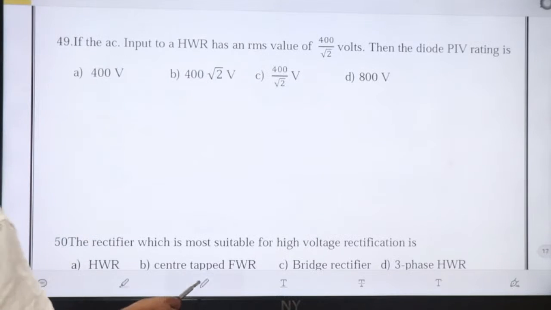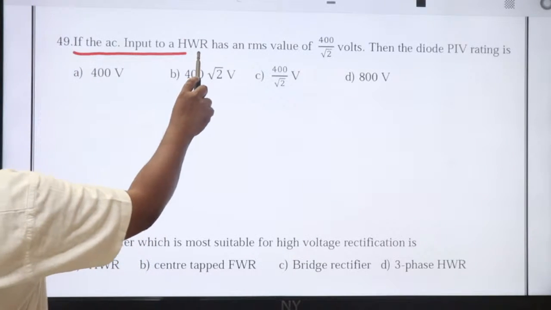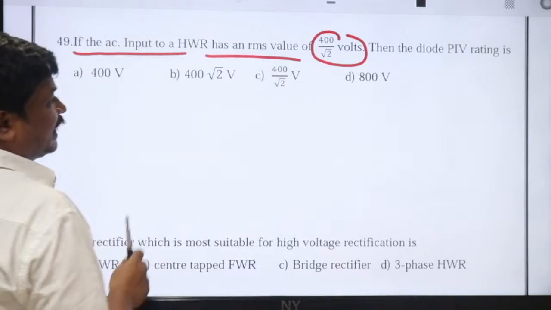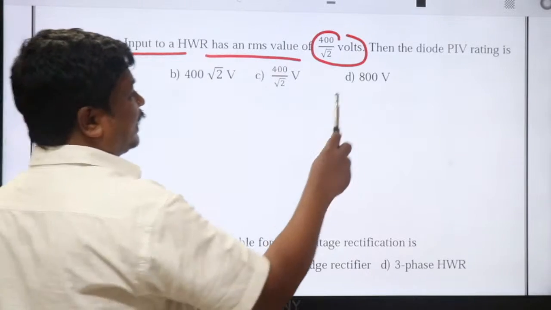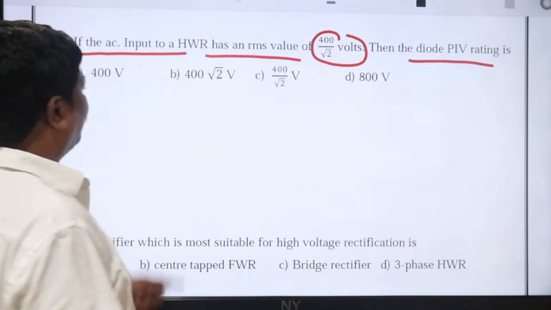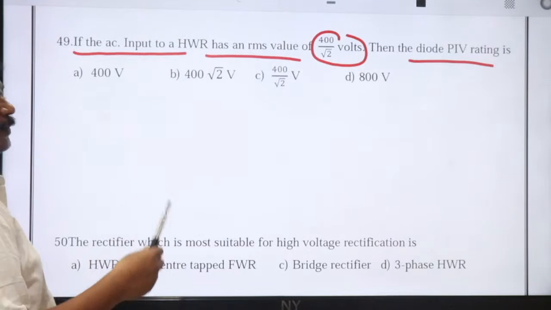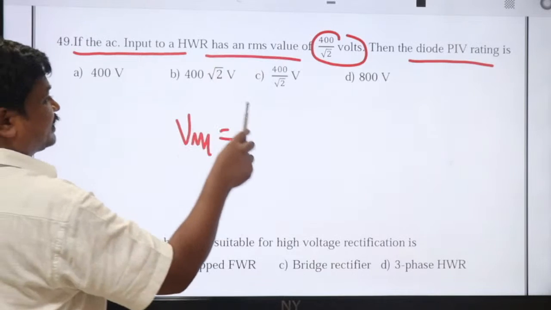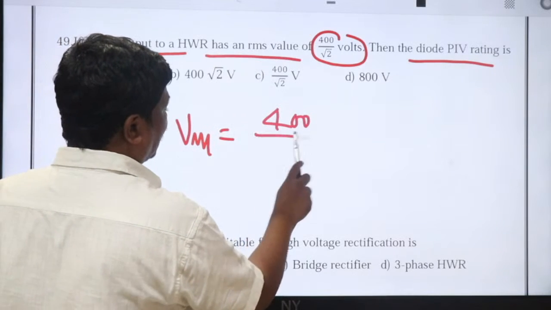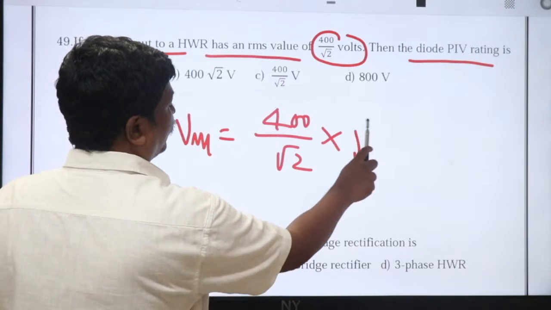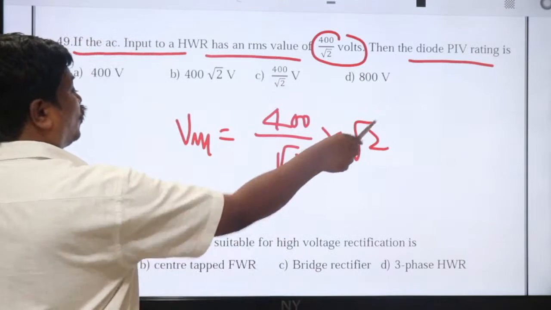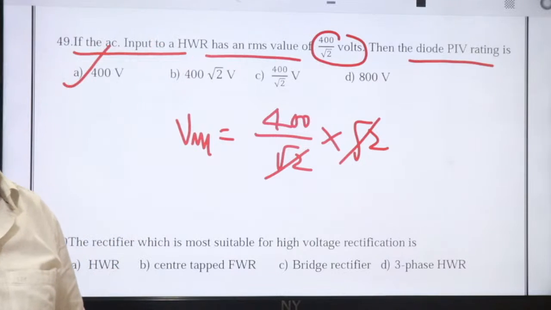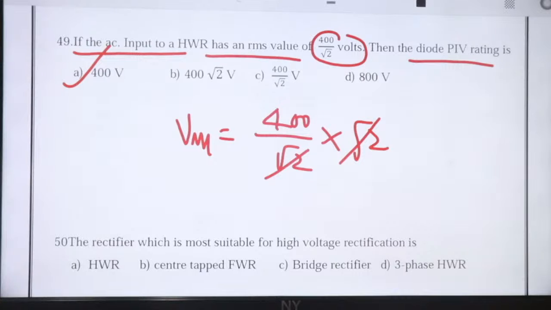Next two. If the AC input voltage of a half-wave rectifier is 400 by root 2, that is VRMS, then what is the diode PIV rating? In a half-wave rectifier, VM is the answer. 400 by root 2 is the RMS value, and into root 2 we make it the maximum value. Root 2 gets cancelled, so 400 volts will be the answer.